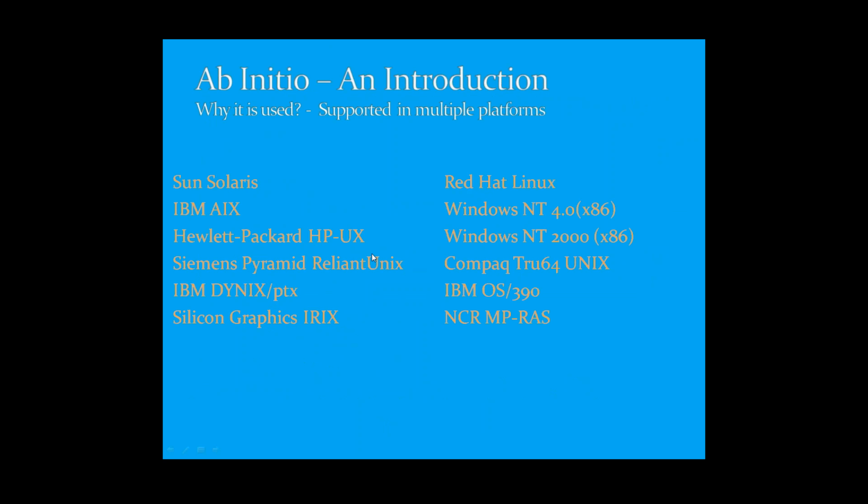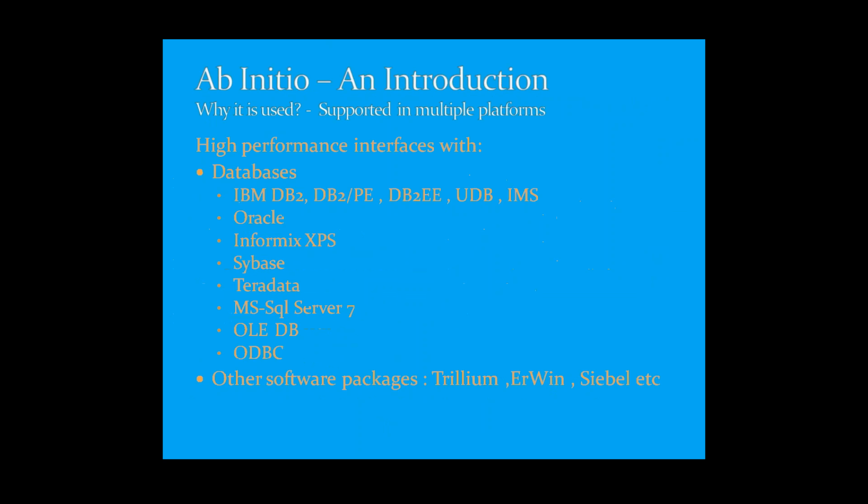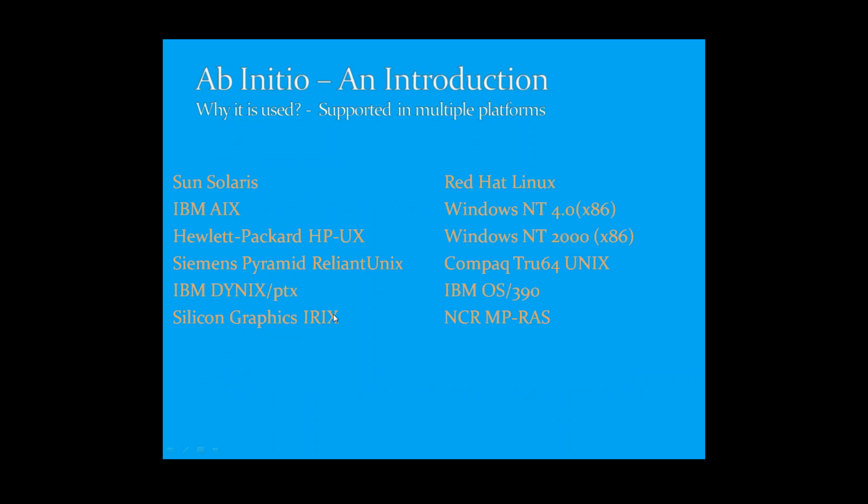And coming to databases also, because we have to interact with the databases, all these databases are compatible with the Ab Initio software. You can use Oracle, Sybase, Informix, Teradata. You can use any other databases, and you can also go for third-party tools for data migration activities if you want. You can use Trillium, Edwin, Sibyl, etc. Okay, so this is about the basic things about Ab Initio.